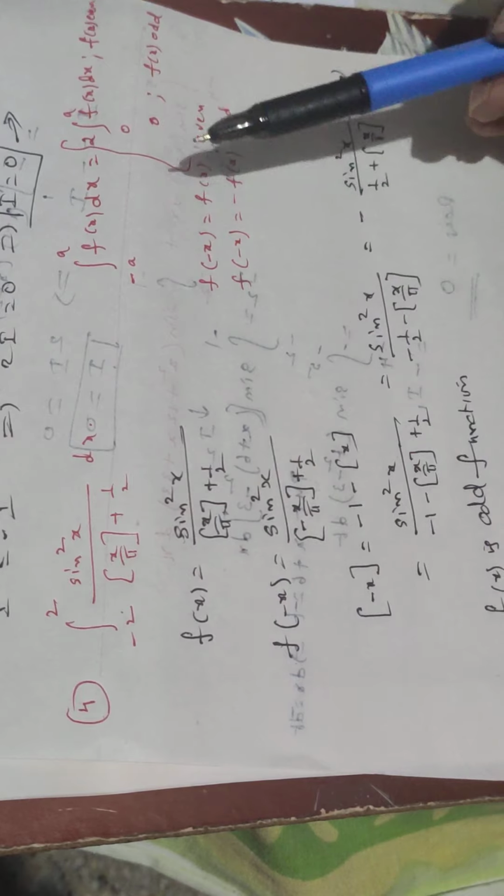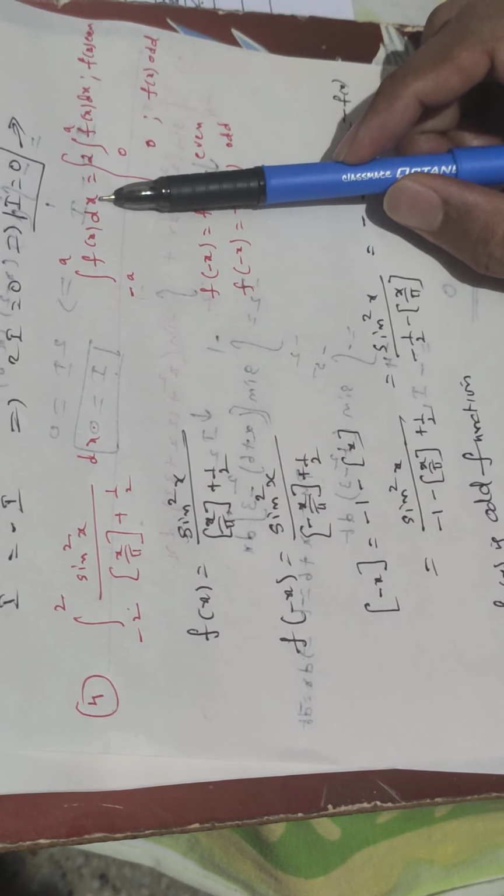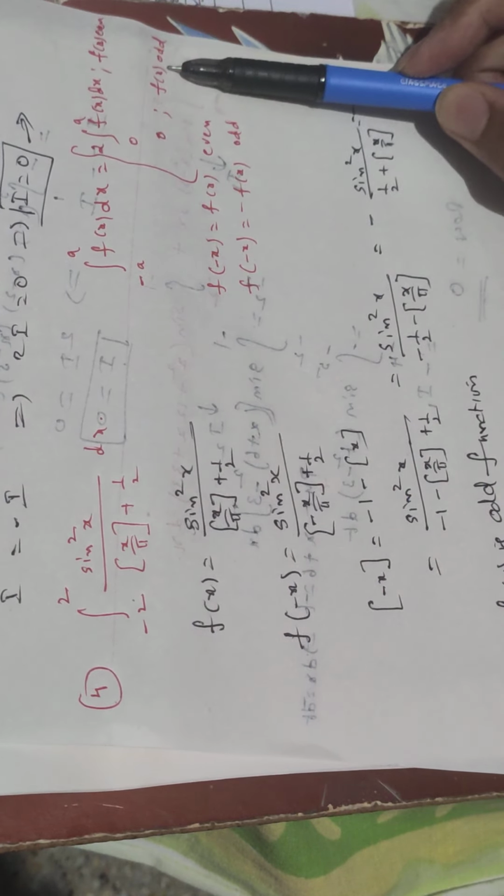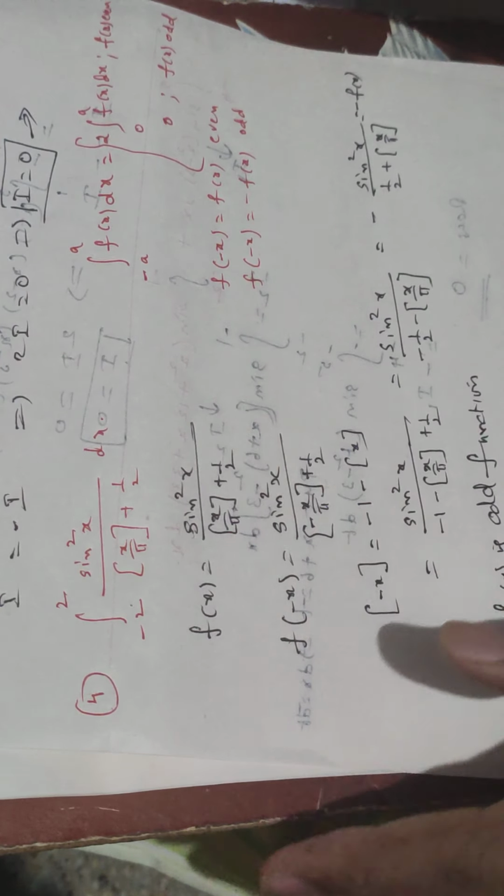What is the property? The integral from minus a to a of f(x) dx is 0 when f(x) is odd. This is one of the very important properties. Whenever the limits are given in the form of minus a to a, you compulsorily have to verify even and odd.